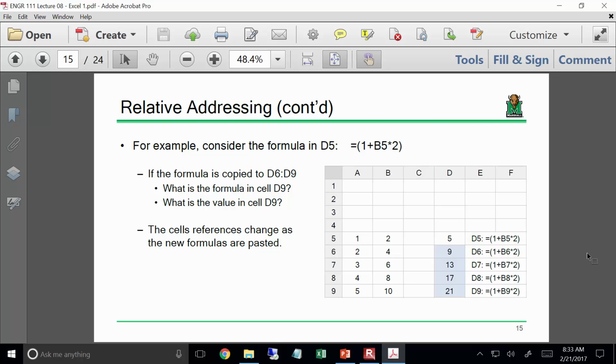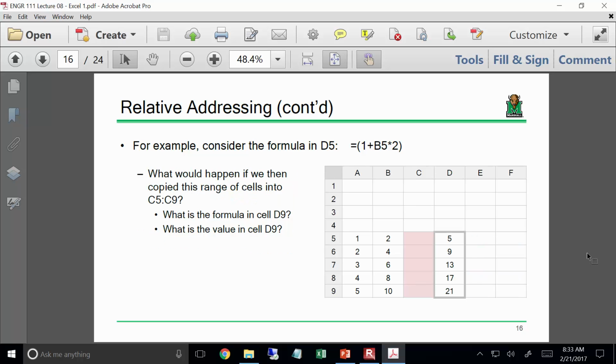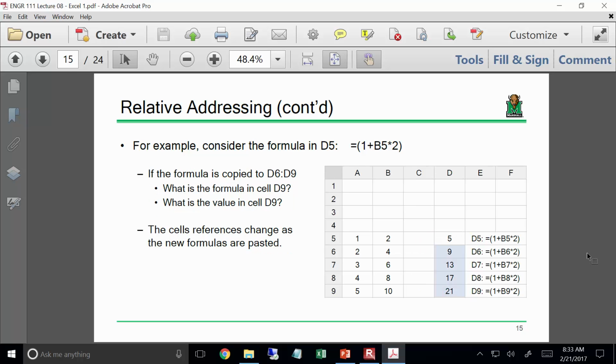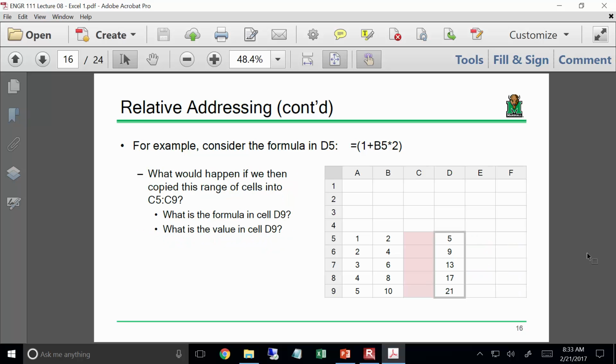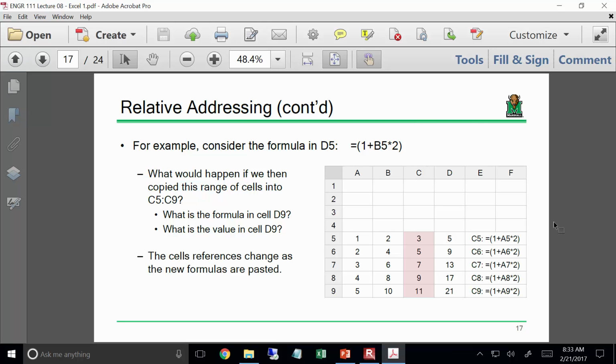Now that's relative addressing. Absolute addressing would be, well, let me also do this. Here's another case of relative addressing. If I take these formulas and copy them over here, if they're originally referencing B5, then they'll reference A5, or B6, A6, B7, A7, and so on. Everybody see that? Everybody okay with that? All right.